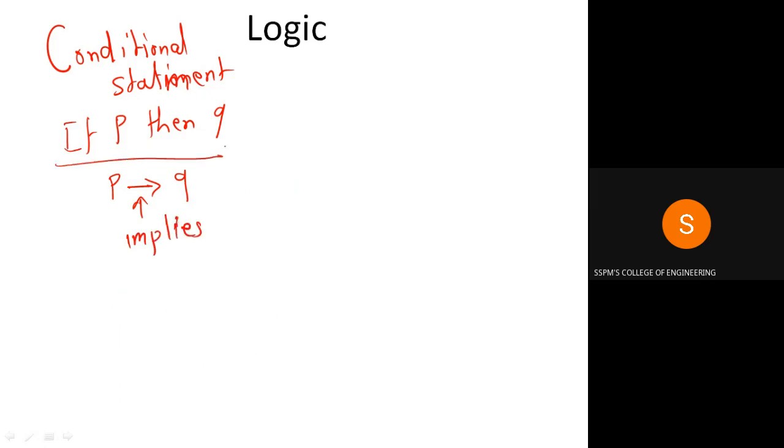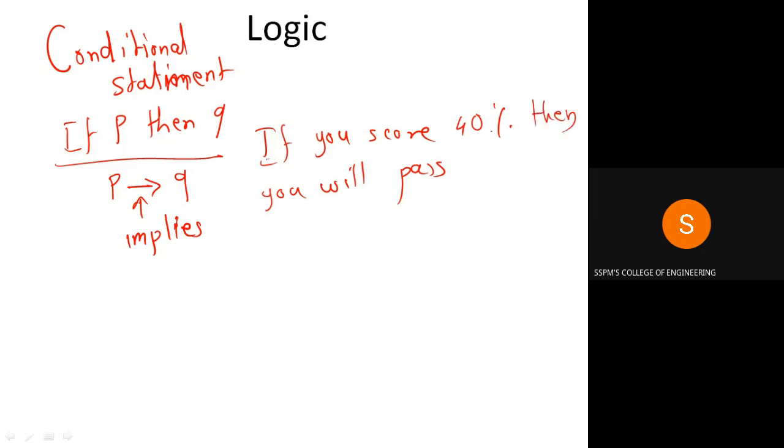If P then Q. If you score 30%, you will pass. So this is a conditional statement that says if you score 30%, then you will pass. This part is called P, and this part is considered to be Q, and we can mathematically write it as P implies Q. That is, if P, then Q. So how do you find the truth table for P implies Q?